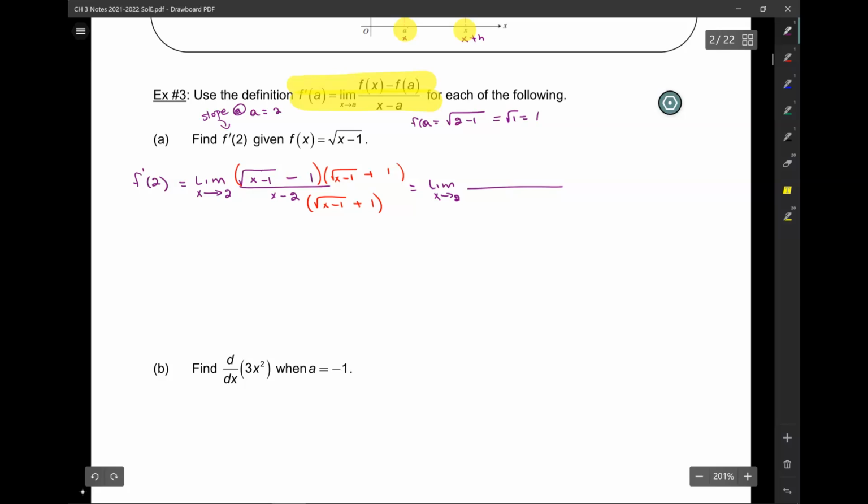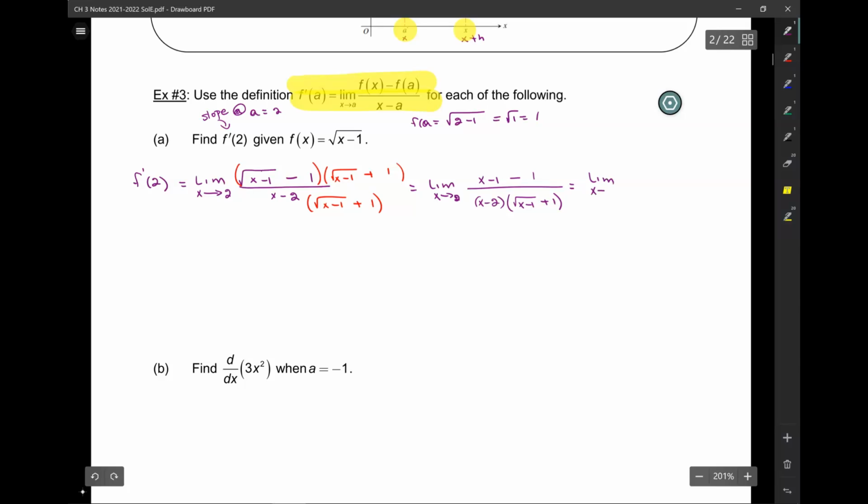Multiply so it's the first one squared, so x minus 1, minus the second number squared, 1, over x minus 2, x minus 1 plus 1. I know you want to multiply that in, but don't, right? Because it's going to cancel.